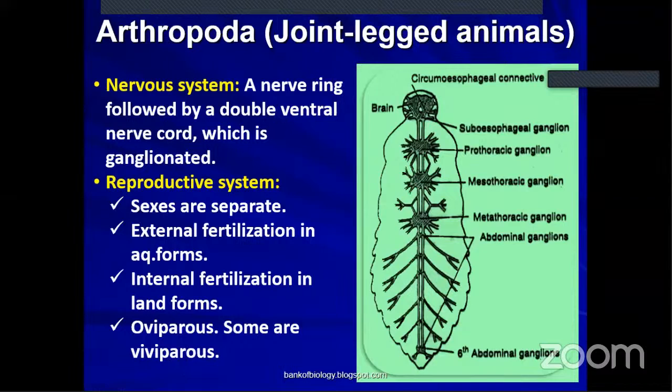Followed by a double ventral nerve cord, which is ganglionated. What do you mean by ganglions? It's an aggregation of nerves. Can you see here? One, two, and three. Three are thoracic ganglions. Prothorax, mesothorax, and metathorax. Three thoracic ganglion. Then the reproductive system.